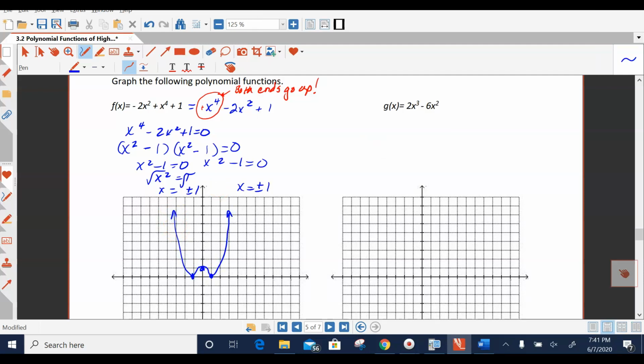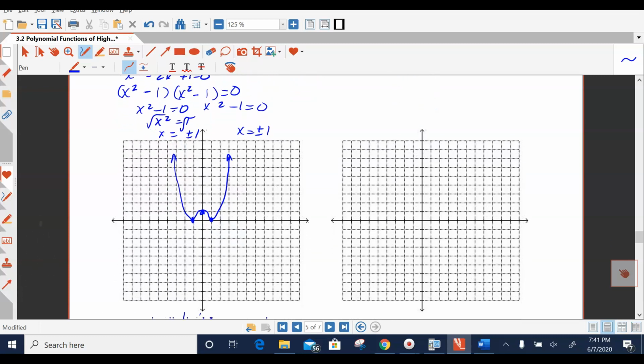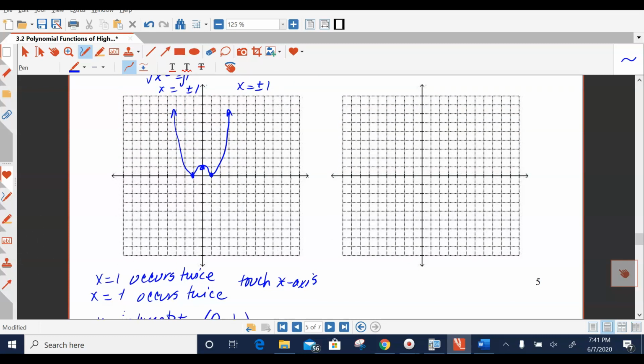Remember the multiplicity? These two zeros had multiplicity of 2. They occurred twice. So my graph should touch the x-axis at those zeros, and it does. All right, so let's work on the next one.